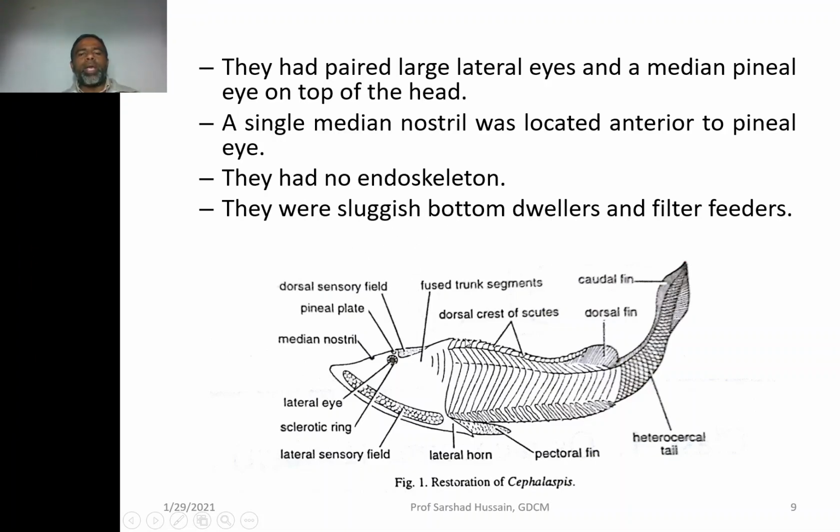They were sluggish. They were not able to move in the water very smoothly, freely and fast because they were covered over by the protective armored shell-like skin. So they were sluggish and they were bottom dwellers. Because they were bottom dwellers, their body was dorso-ventrally flattened so that they could settle down on the bottom. And they were filter feeders because they had a sieve-like apparatus present at the mouth through which the water was filtered inside.